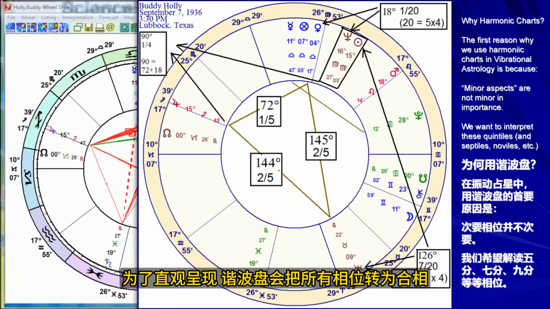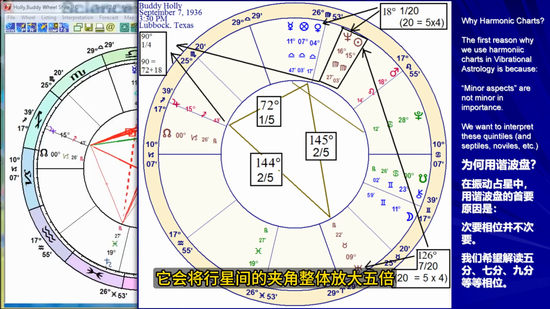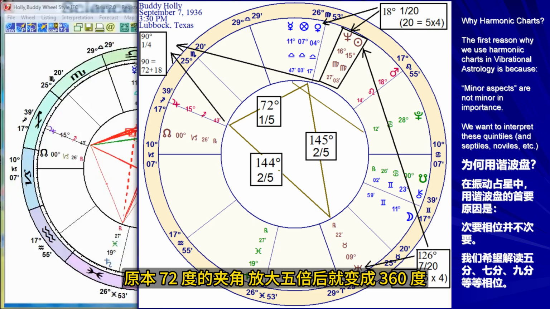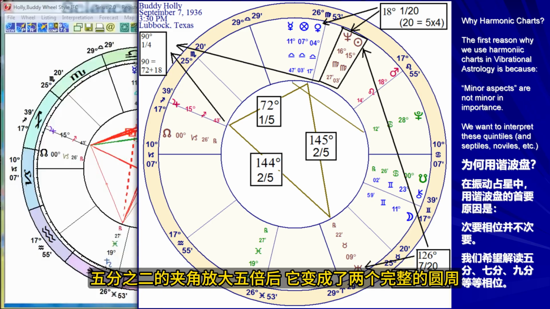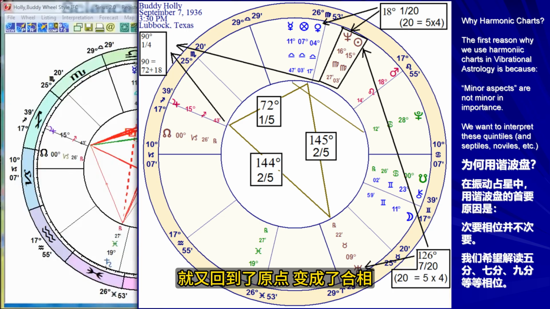And the way it does it, the harmonic chart will turn them into conjunctions. It'll take all the distances between the planets, multiply them by 5. It'll stretch this 72 degrees to be 5 times bigger and turn it into 360, or in other words, 0. It'll take the 2/5, stretch it 5 times, and so 5 times 2/5 equals 2, which becomes 2 circles. It comes back around again, turns it into conjunction. So it magically turns all these fifths into conjunctions, and we'll see the orbs.